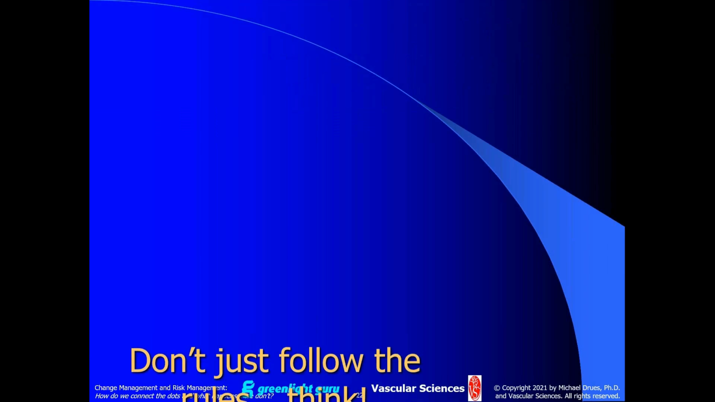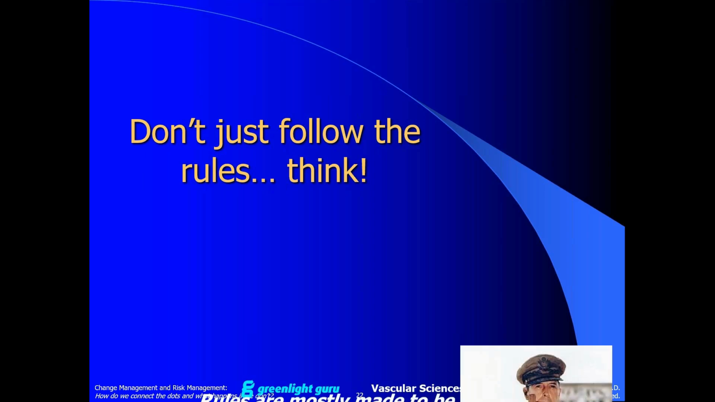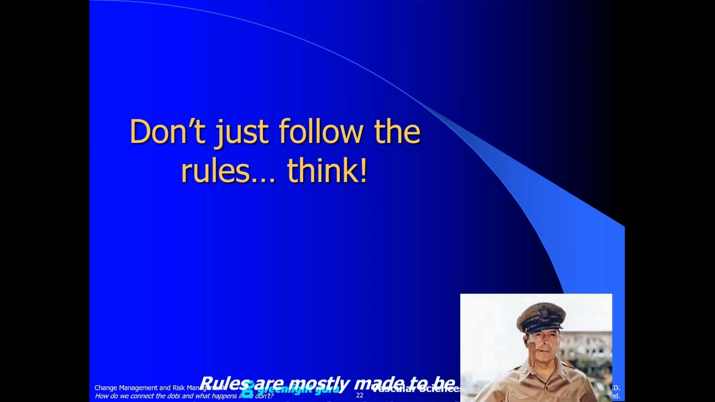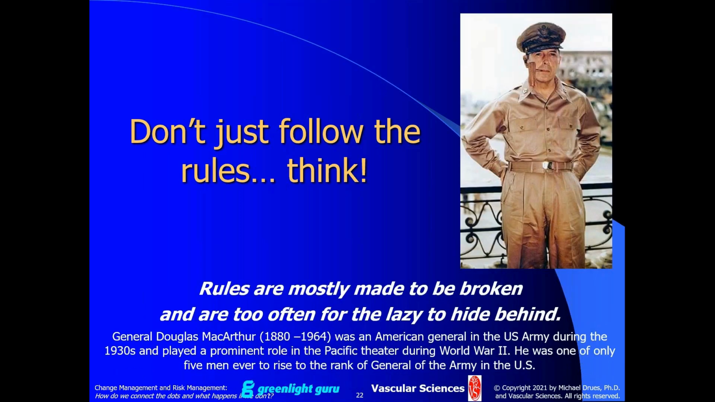So going on, one of my favorite things to talk about with people is to not just follow the rules, think. Douglas MacArthur said rules are mostly made to be broken and are too often for the lazy to hide behind. Now, please don't miss my message here. I'm not advocating not following the rules. I'm certainly not advocating anarchy. But what I am saying is this. It's very simple. If the rules make sense, then we should follow them. But if the rules don't make sense and we agree they don't make sense, and yet we follow them anyway, is that a problem with the system or is that a problem with us? Again, I'll leave that as a rhetorical question for now.